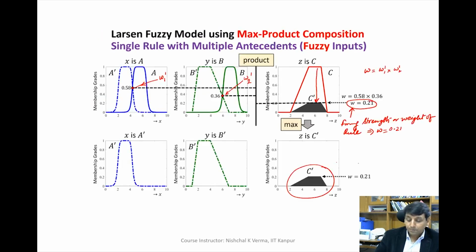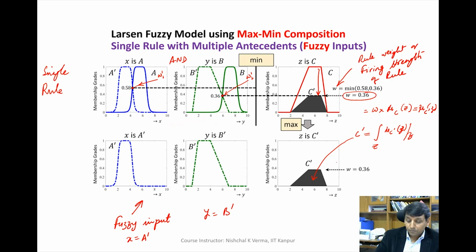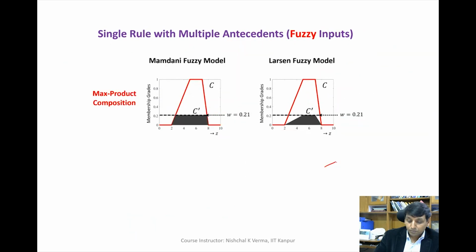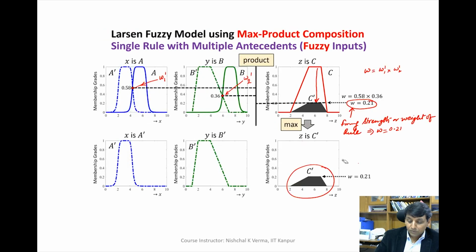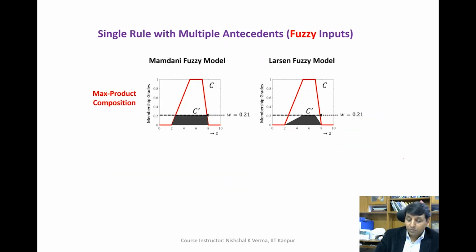This is the fuzzy output, and this is nothing but the C dash. And what is C dash? C dash is nothing but the fuzzy set defined here by mu C dash Z by Z. So this is how it is defined.